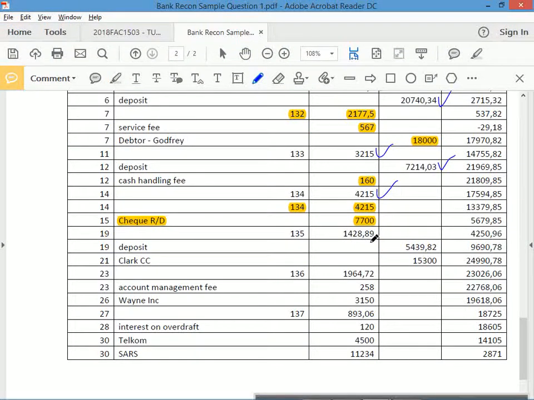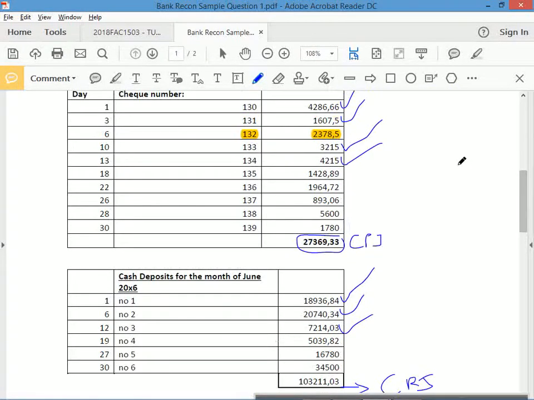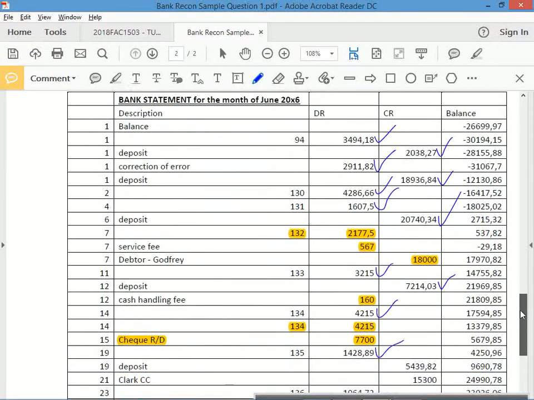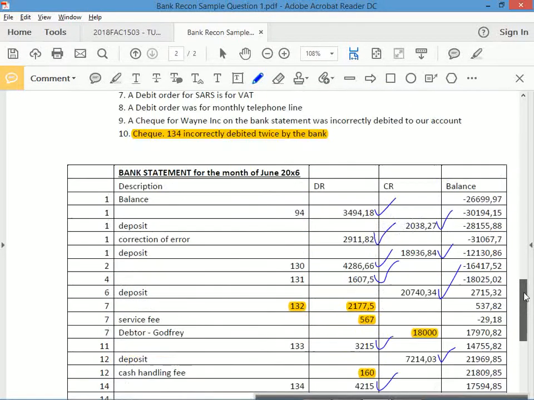Right, can we tick 135, guys? Yes or no? Okay, you're saying yes, so let's tick it. Let's check. Is the payment here 1428? Yes, tick it. Let's carry on. The deposits. Can I tick the deposits? Are you guys happy with this 5439?